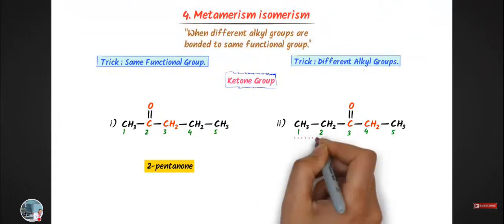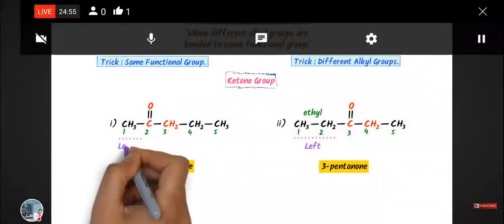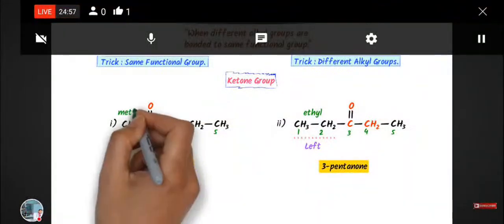Now listen carefully. At the left side of this compound, there is ethyl group, while at the left side of this compound, there is methyl group.